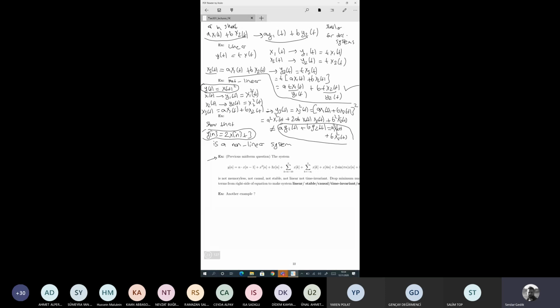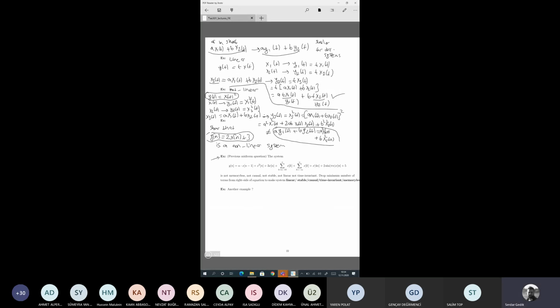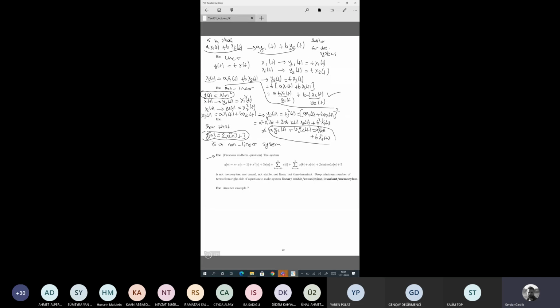What does it tell you? It tells you that there's a system here, and this system is not memoryless, it is not causal, it's not stable, it's not linear, and it's not time invariant. So this system does not satisfy memorylessness, causality, stability, and linearity. So the question asks you to drop a minimum number of terms from the right-hand side to make the system linear, stable, causal, time invariant, and memoryless.